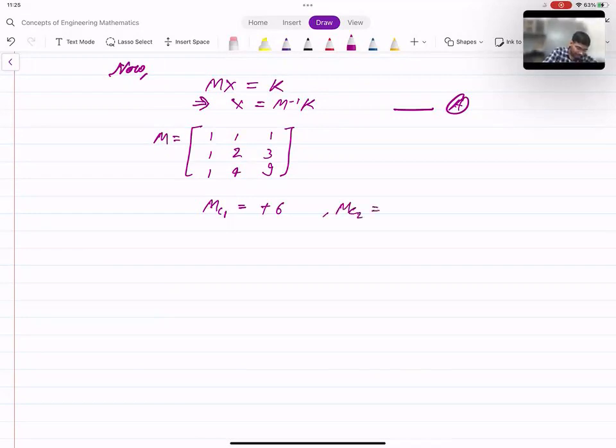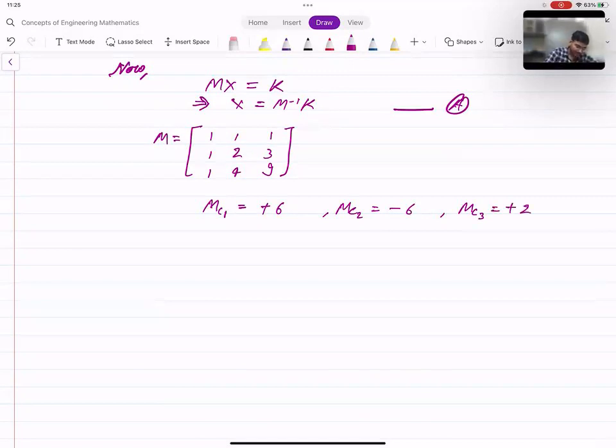Then we have MC12. This will be with the negative sign. Since all values are positive, the sign that comes due to the power of 1 plus 2 will be kept as it is. So this is negative of 9 minus 3, again 6. Now MC13 is positive, 4 minus 2 is 2.